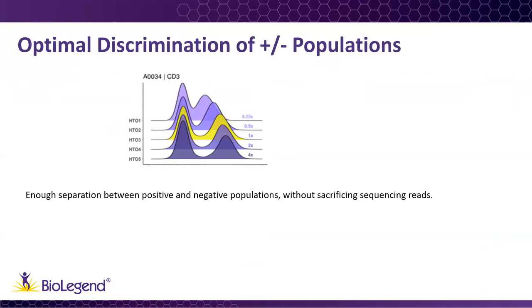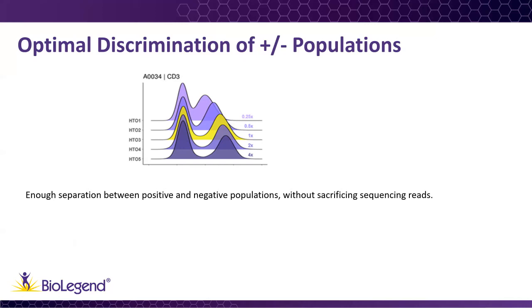In the previous slide, I mentioned optimal discrimination of positive and negative population. What this means is that we identify the antibody staining concentration that yields enough separation of positive and negative cells with the fewest sequencing reads. This is important to note because in other antibody staining applications like flow cytometry, we aim to maximize the signal-to-noise ratio of fluor-conjugated antibodies to their isotype controls.